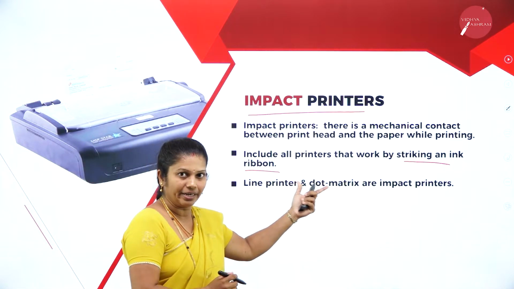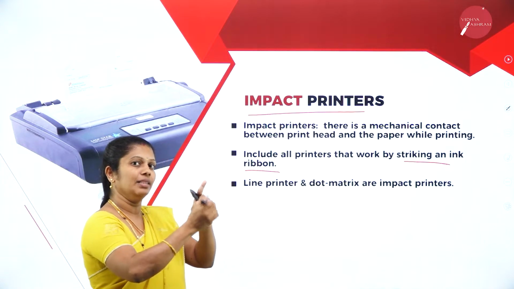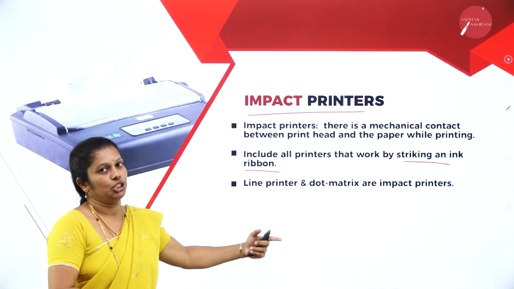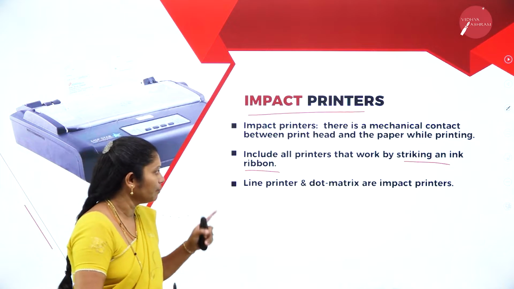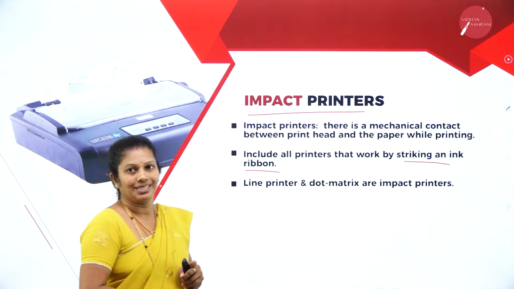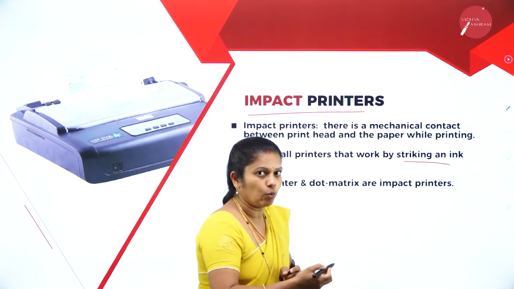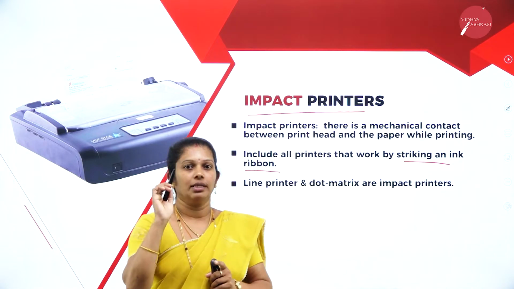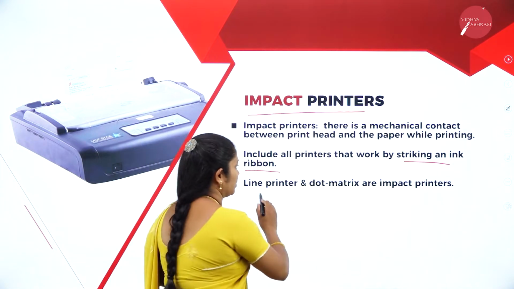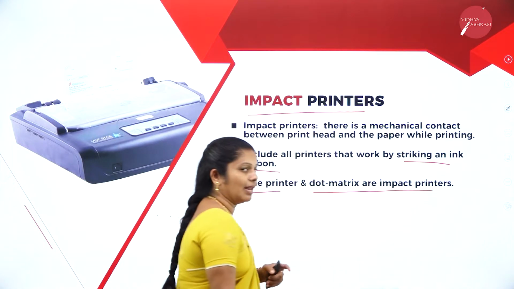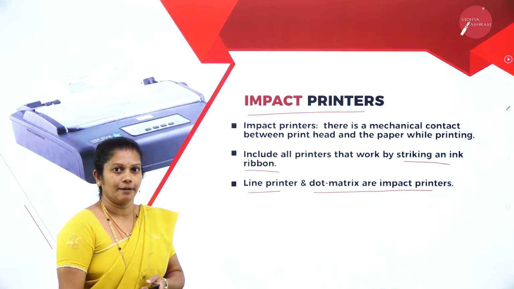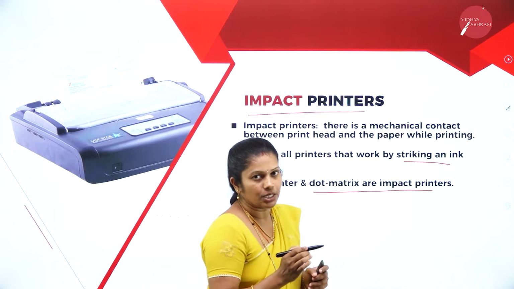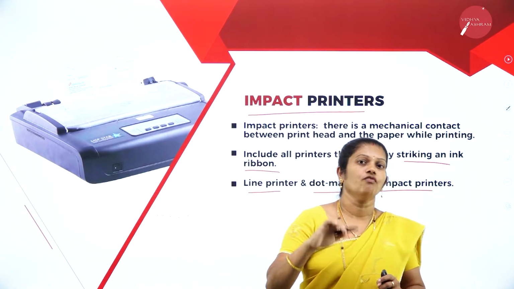Here we have an ink ribbon. Above that ink ribbon, the hammer-like mechanism force will be applied. Below that ink ribbon, we keep the sheet. By that, the images are produced here. Line printer and dot matrix printer are examples. If I want, I can give one more example of an impact printer, that is the daisy wheel printer. So the examples of impact printers are dot matrix printer, line printer, as well as daisy wheel printer. Here the main thing is the characteristics, because in the exam you may get the question: explain the characteristics of impact printer.